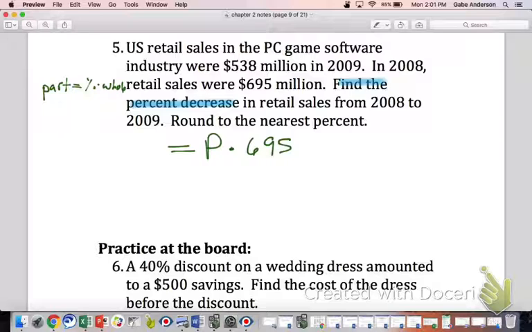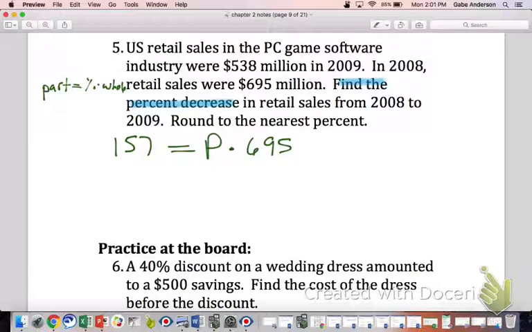Paige? Would you do 695 million minus 538 million? That's exactly what you would do, right? Isn't that amount of decrease the part? That's well said. If I subtract 695 minus 538, that'll tell me by how much it decreased, allowing me to find the percent of decrease. So maybe use your calculators, do 695 minus 538. What's that end up being? 157. 157. And of course, it's 157 million.